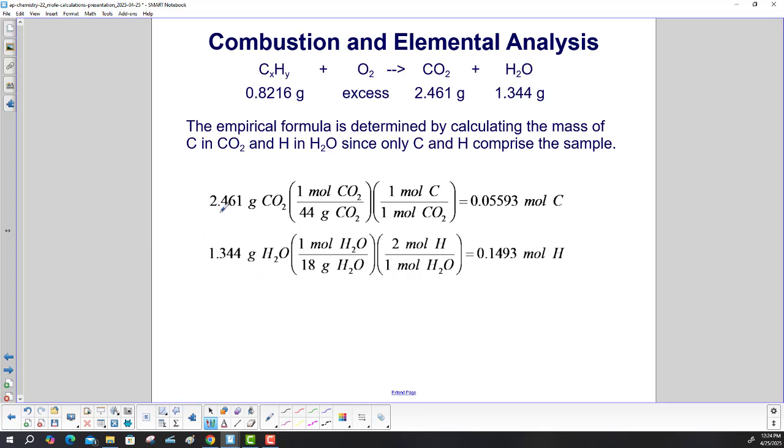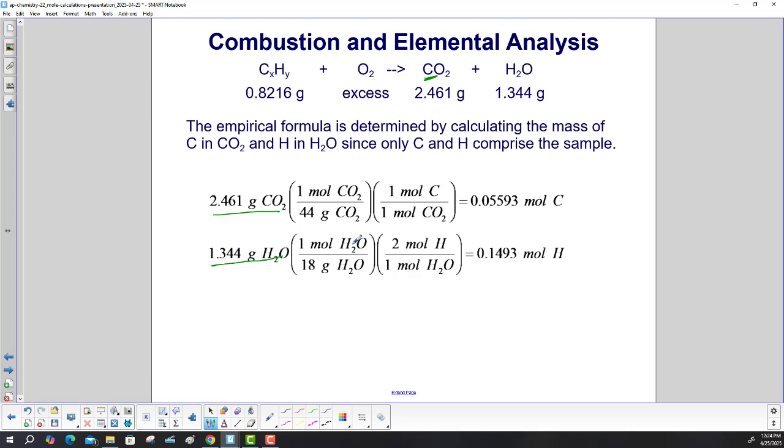We have 2.461 grams of carbon dioxide. So 1 mole of carbon dioxide is 44 grams of carbon dioxide. Then we have 1 mole of carbon for every 1 mole of carbon dioxide. Right? There's just 1 carbon there. Carry out the division and unit cancellation, and we get 0.05593 moles of carbon. Let's move to water.